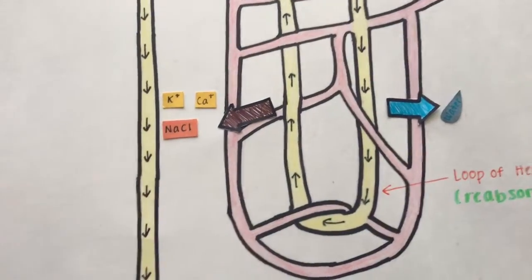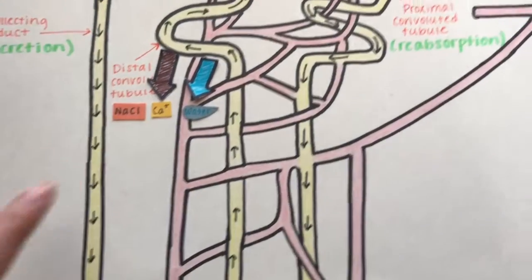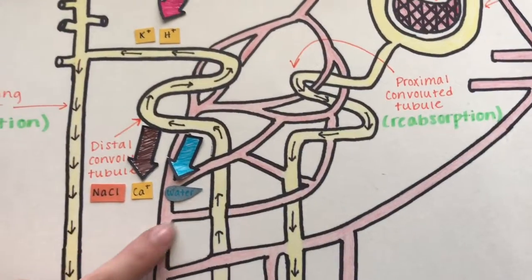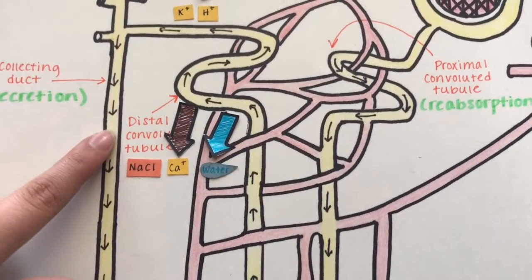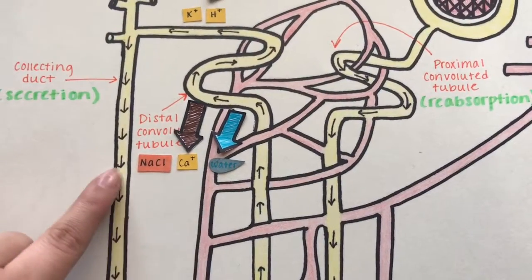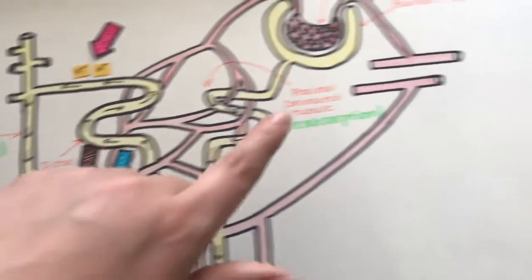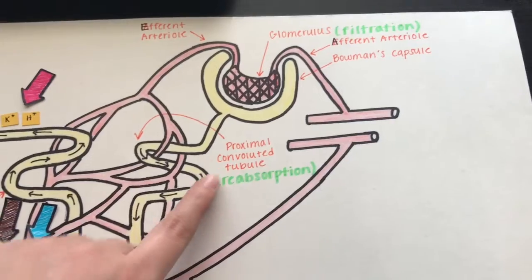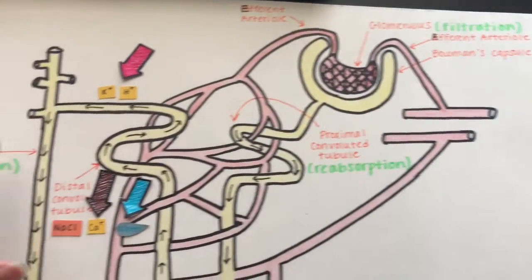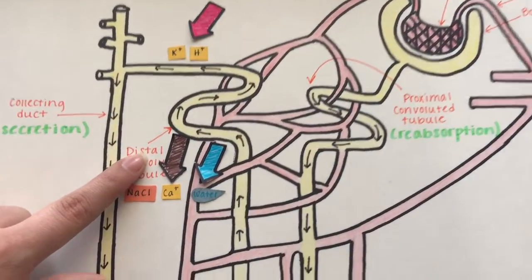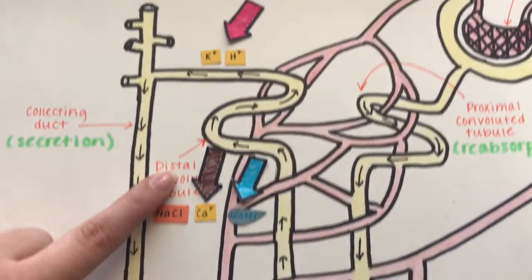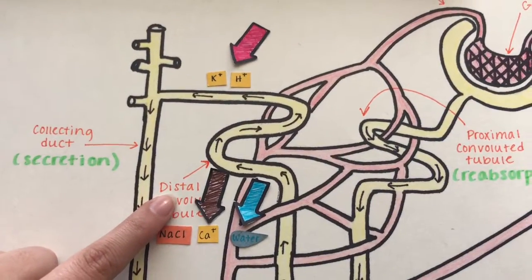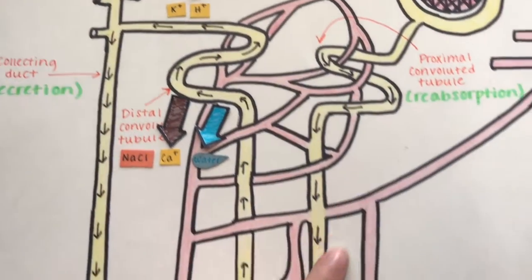So if we go on to the distal convoluted tubule, we go back into the renal cortex. All these parts, the glomerulus and the Bowman's capsule, proximal convoluted tubule, and distal convoluted tubule, are all located in the renal cortex, and then the loop of Henle dips down once again into the renal medulla.